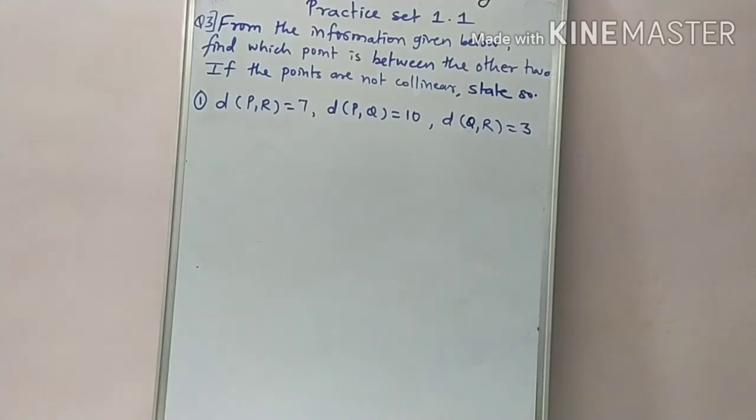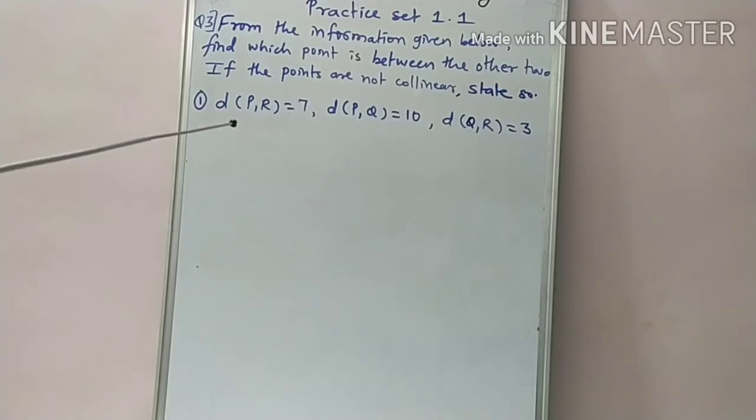Okay, students, here we start the third question of practice set 1.1. The question is: from the information given below, find which point is between the other two. If the points are not collinear, state so. So first we have to decide whether the points are collinear or not, and if they are collinear, we have to find the point between the other two.